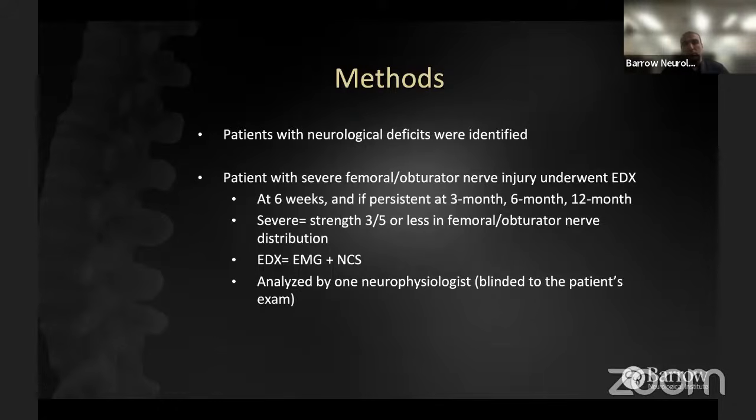Severe nerve injury constituted MRC strength of 3 out of 5 or less in the femoral and/or obturator nerve distribution. The electrodiagnostics used were EMG and nerve conduction study, and they were all analyzed by a neurophysiologist who was blinded to the patient's exam.